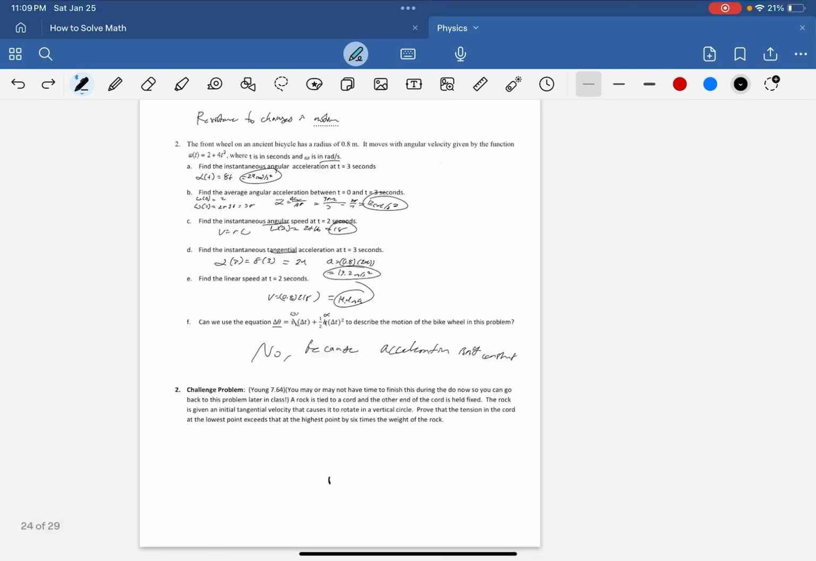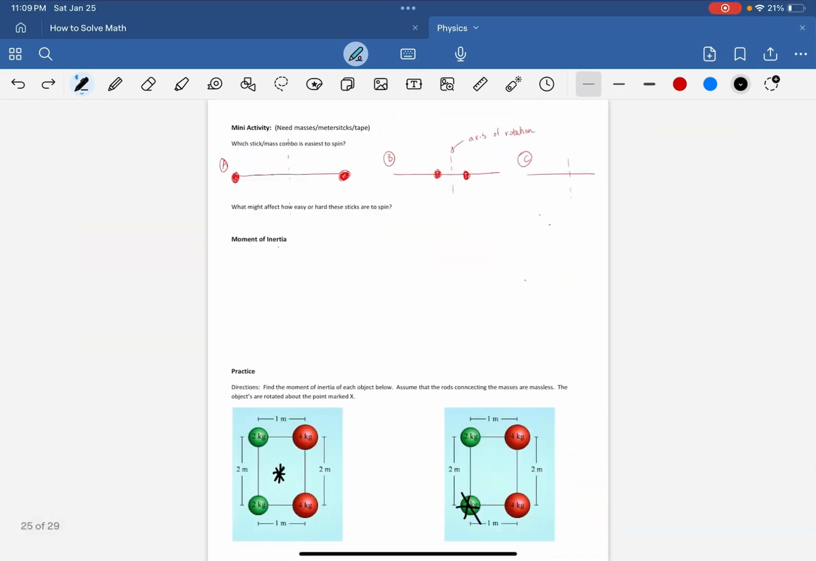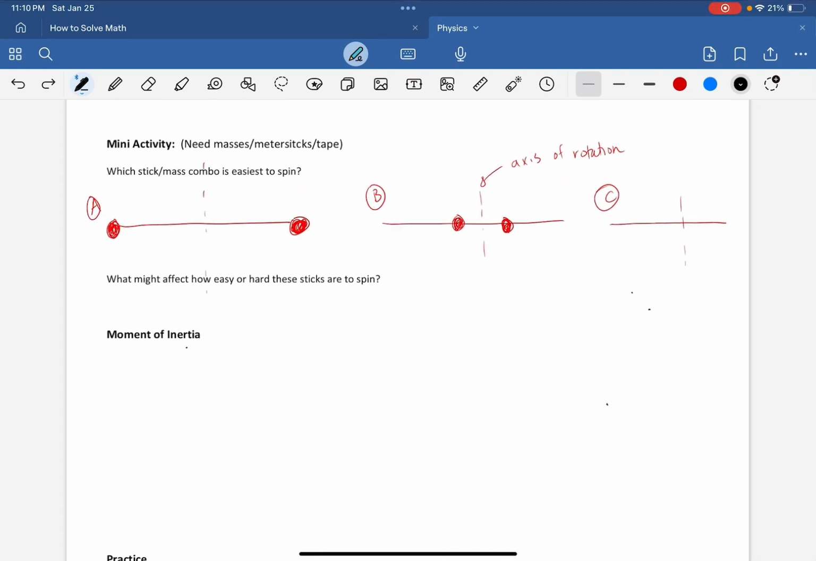Anyways, moving on. This is where things get really important, all right? I'm going to be talking here for a little while. Which stick and mass combo is the easiest to spin? Now, the center mass is going to be the exact same on all of them. It's actually harder here. Then this is a middle. And this is easiest, all right?